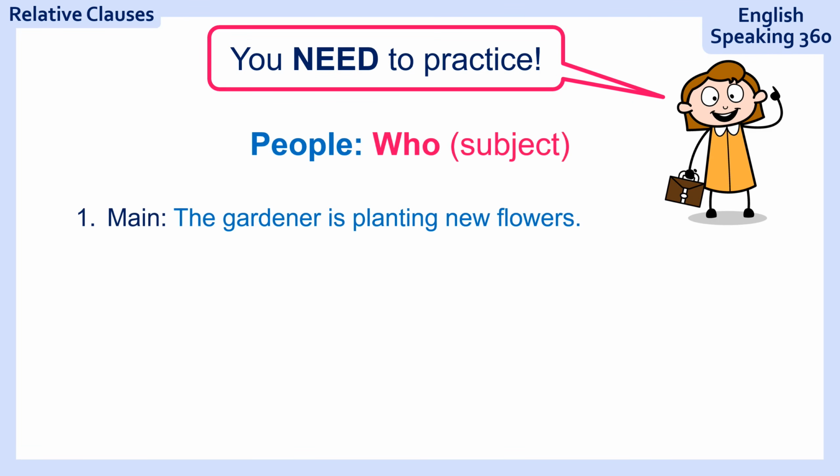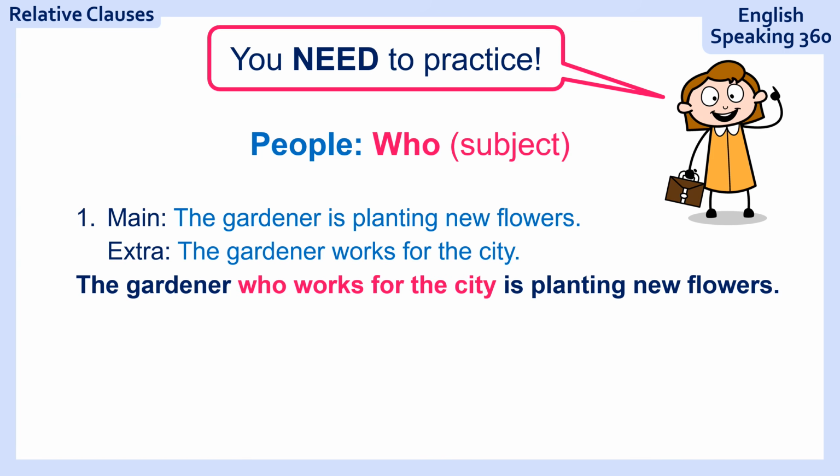First example, the gardener is planting new flowers. And the gardener works for the city. You ready? Try to merge them. The answer is the gardener who works for the city is planting new flowers.